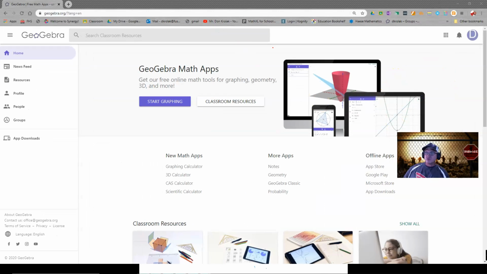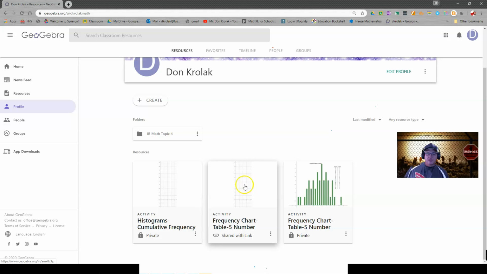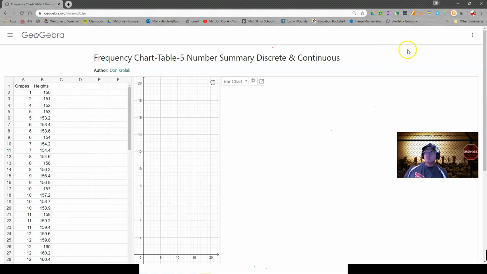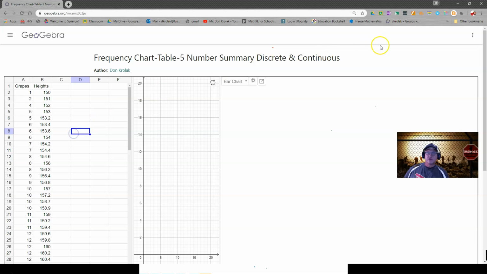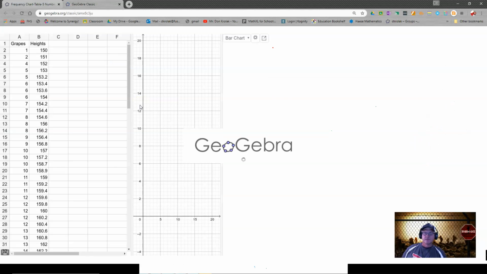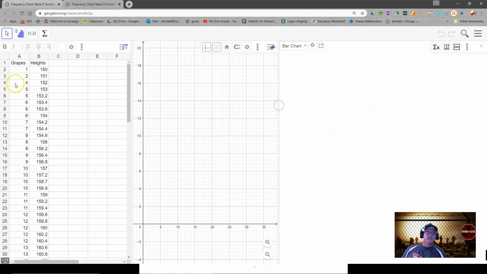Okay, so I've logged into my student GeoGebra account. And here was the chart that we've been working on. Now, if you're not able to change anything in here, what you have to do is click on these three dots and say open up in the app. And now you can manipulate things.